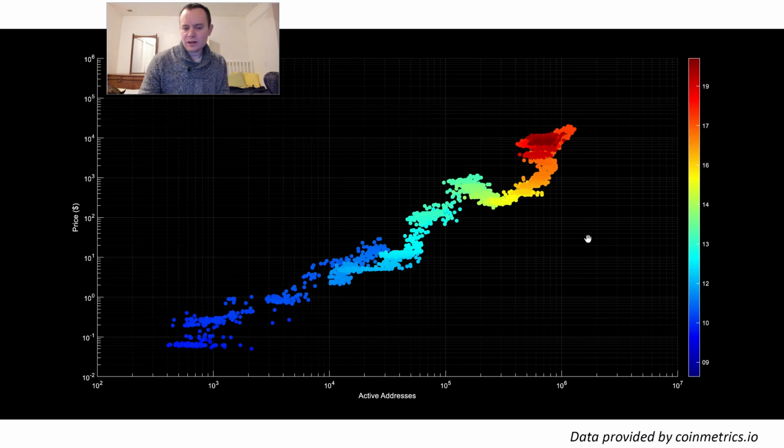Now you can see that we have a color bar over here, this legend, that goes from 2009 out until 2020. So when we're dark blue over here, or early on, I should say, that means we're in the early phases of Bitcoin. We're in like 2010, moving into 2011.